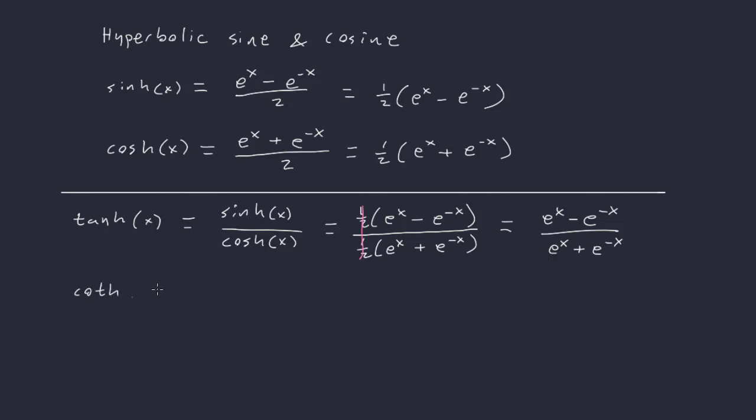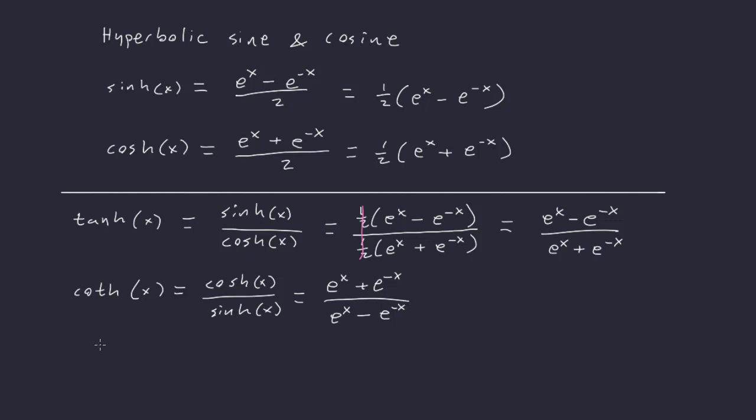Hyperbolic cotangent is just this flipped over, so it'd be cosh of x over sinh of x. Now we could go through this process again, but essentially it's just this fraction here flipped over, so it'd be e to the x plus e to the negative x all over e to the x minus e to the negative x.